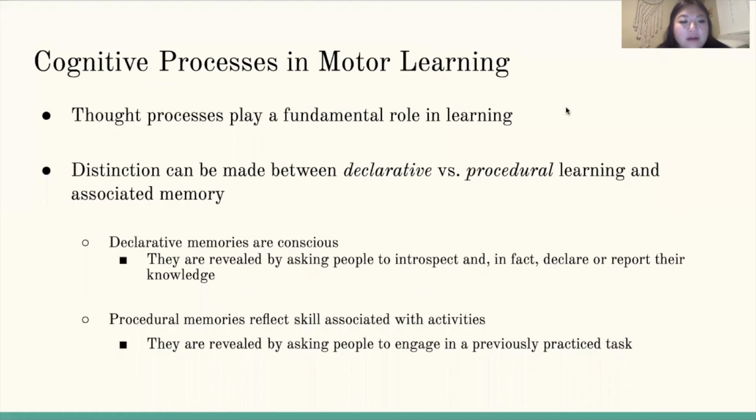Now we are going to talk about cognitive process in motor learning. Thought process plays a fundamental role in learning. Distinction can be made between declarative versus procedural learning and association with memory. Declarative memories are conscious. They are revealed by asking people to introspect and, in fact, declare or report their knowledge. Procedural memories reflect skills associated with activities. They are revealed by asking people to engage in previously practiced tasks.